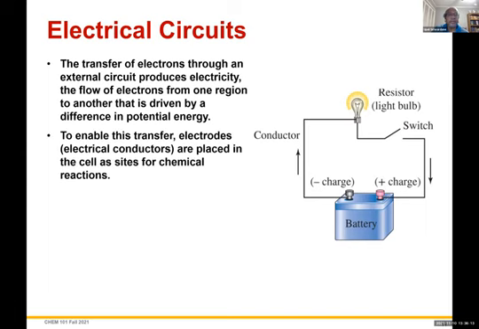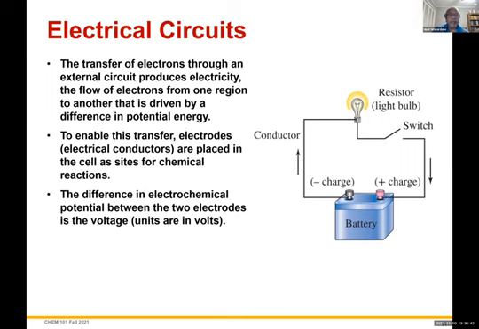To enable this transfer, electrodes are placed in a cell as site of chemical reaction. So normally you separate the two electrodes, the reduction reaction at the cathode and the anode, with a thin membrane or salt bridge, the one we're going to discuss later. So you produce an electrochemical cell, galvanic cell. The difference in electrochemical potential between two electrodes is the voltage. You understand, when you have a battery, you measure in volts.